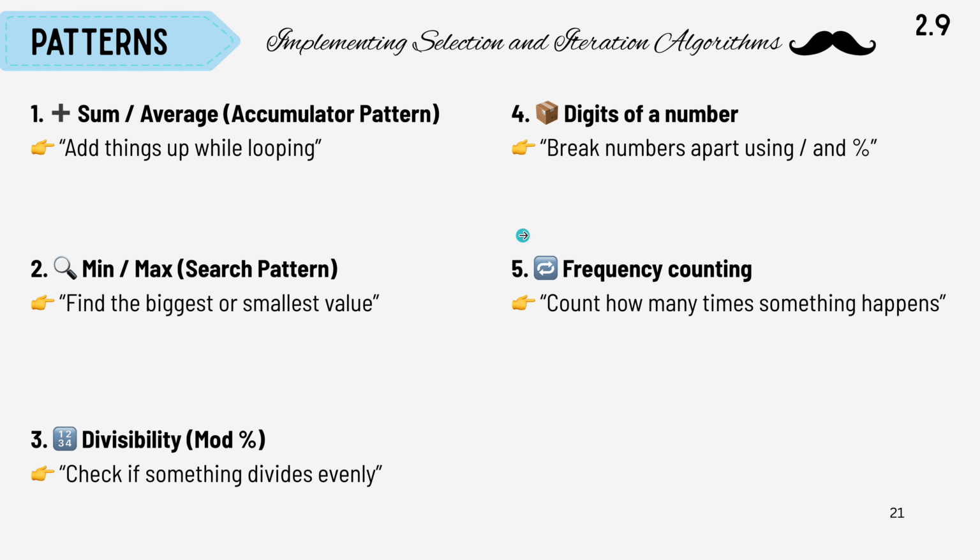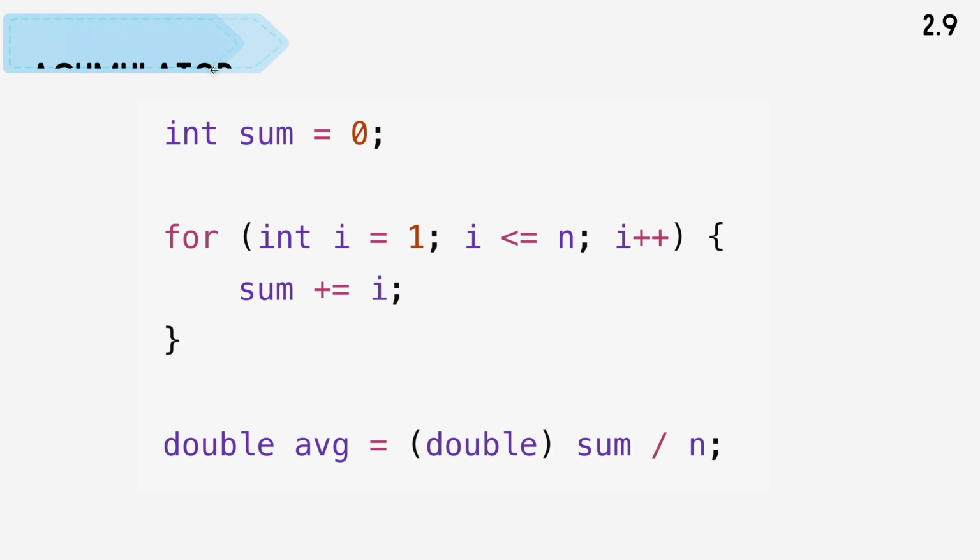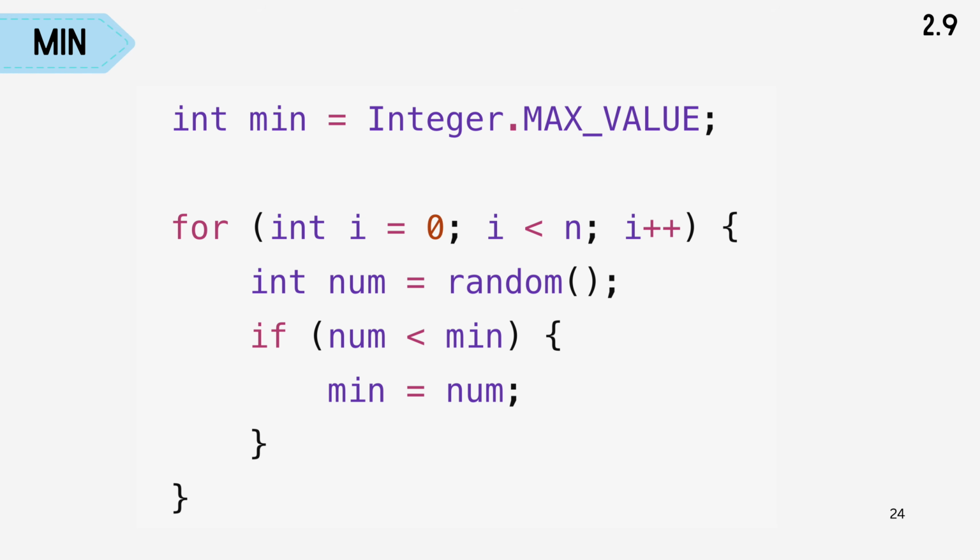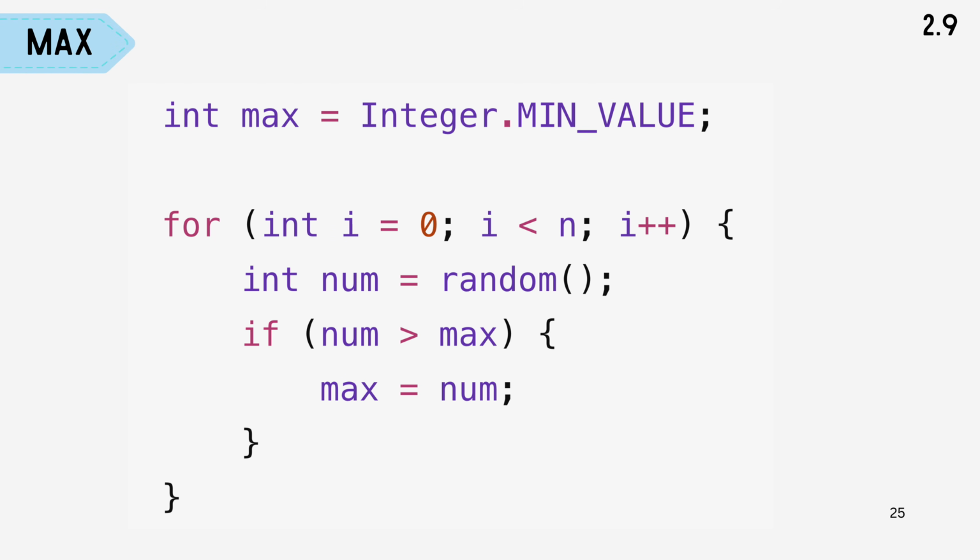Next thing is patterns, implementing selection and iteration algorithms like AP CSA says it, but it's just patterns. Now these are where we use all the 3 loops we just learned, so just go through them. If you have the time or the pencil or papers nearby, stop and trace the code. This is accumulator code. This is finding the minimum code. This is finding the maximum.